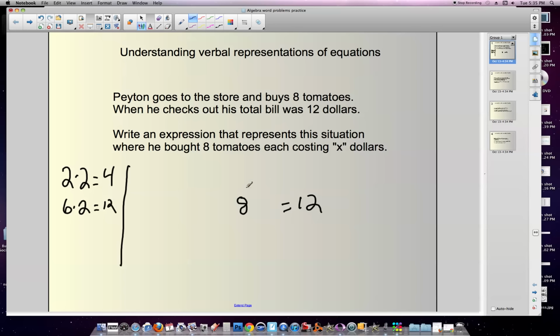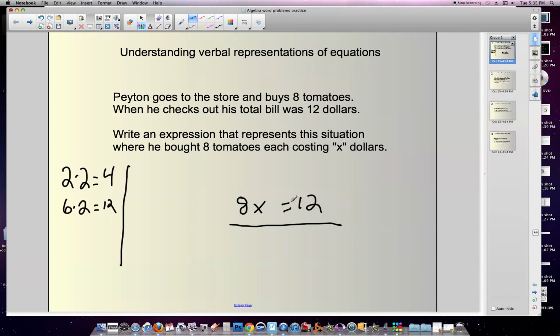So we know that whatever the cost of each tomato was, we have to take 8 and multiply it by that cost. So this is all the question's asking us to do, is to write an expression. If you bought 8 tomatoes and each of them was X dollars, then we're going to multiply 8 by the cost of each tomato, and the total was 12.